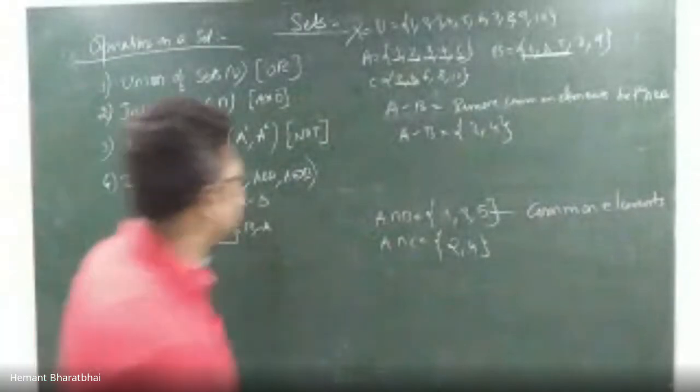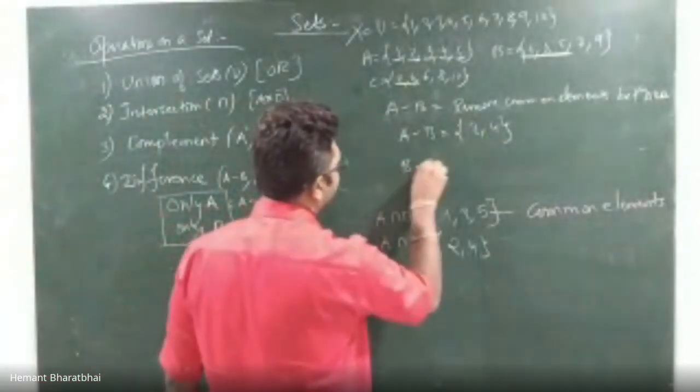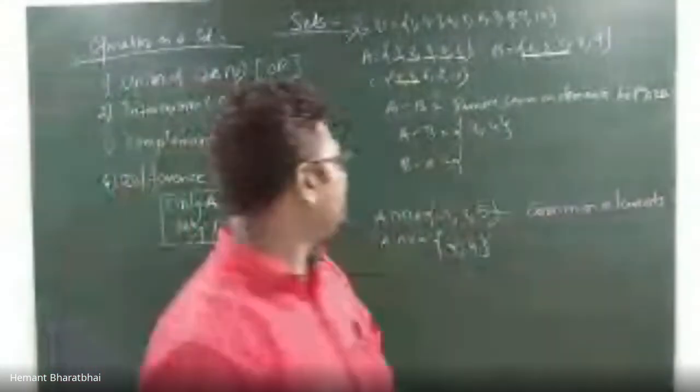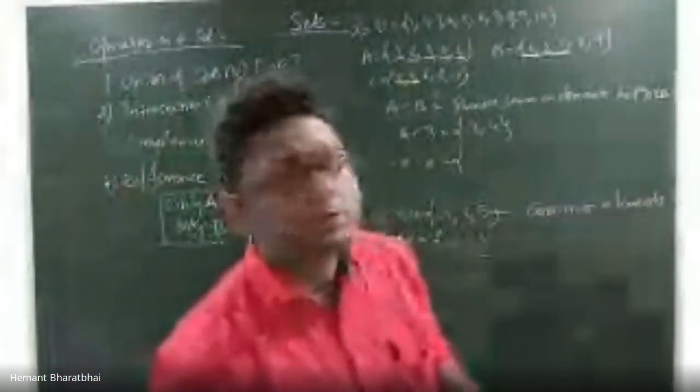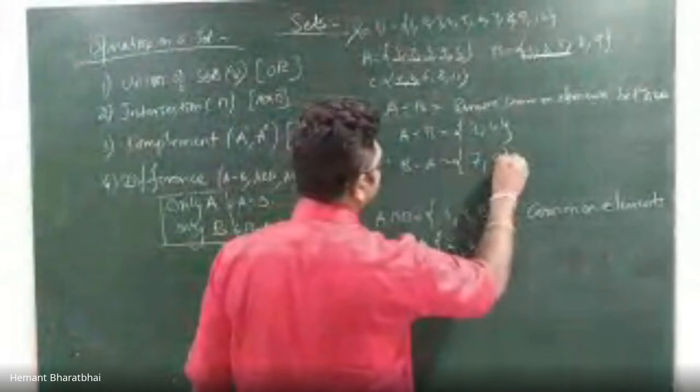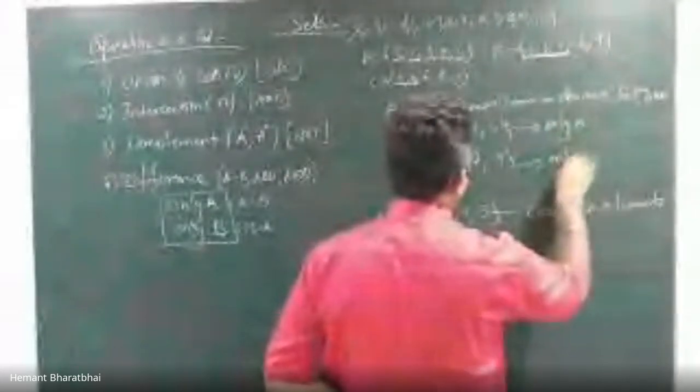Okay, if I say B minus A, which means remove all the elements of A from B. So go inside B and remove all the elements which are common in A and B. Which are the common elements in A and B? 1, 3 and 5. So you have to remove 1, 3 and 5 from set B. So what remains is 7 and 9. So if you just remember what we have seen, this is only set A and this is only set B.